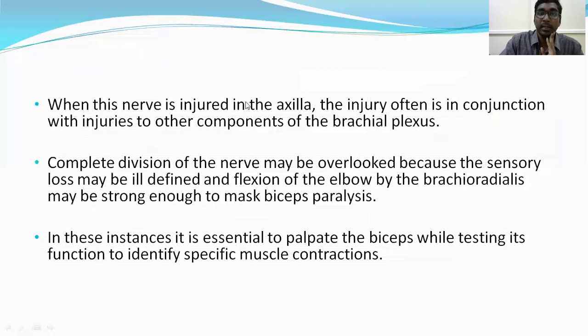When this nerve is injured in the axilla, the injury is often in conjunction with injuries to other components of the brachial plexus. Isolated injury is rare; it usually combines with other nerve injuries. Complete division of the nerve may be overlooked because the sensory loss may be ill-defined and flexion of the elbow by brachioradialis may be strong enough to mask biceps paralysis.